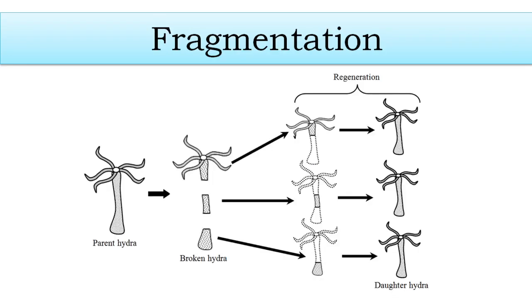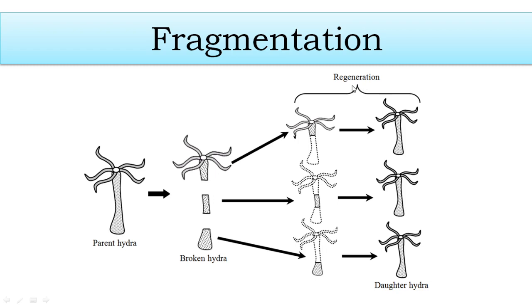And then finally we have got fragmentation. The example is Hydra. If the individual is broken down into small pieces, like say here we have the parent Hydra, broken down into 3 pieces, each of these pieces can give rise to a new Hydra individual. And this is called fragmentation. It is sort of like a regeneration.